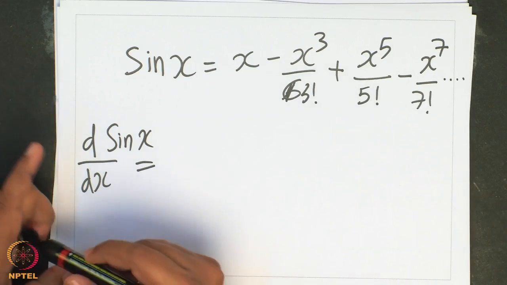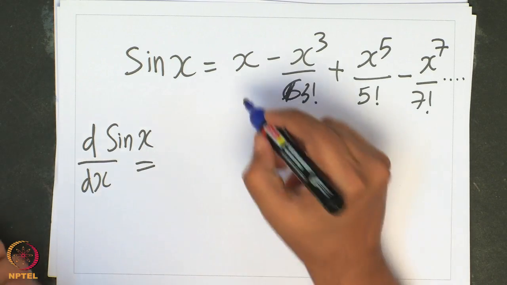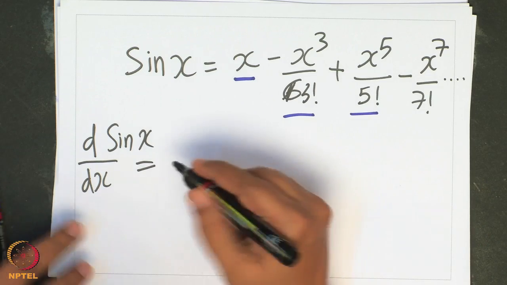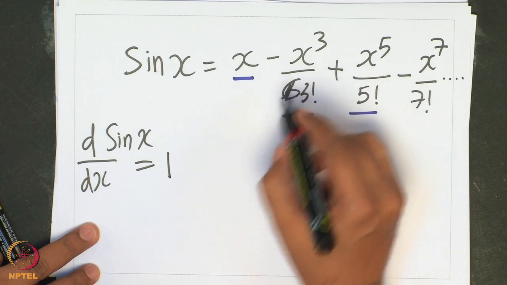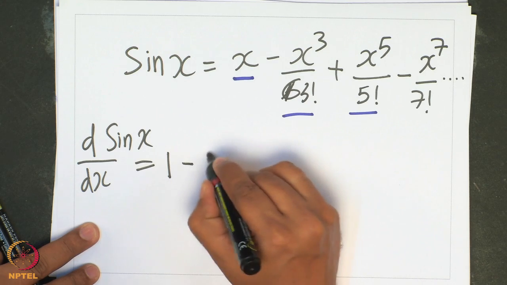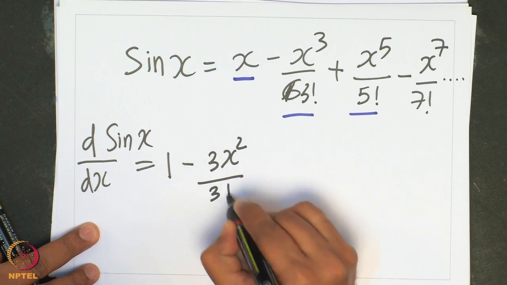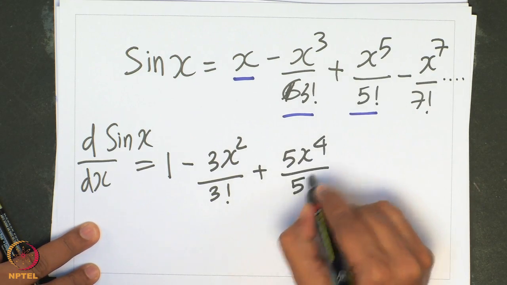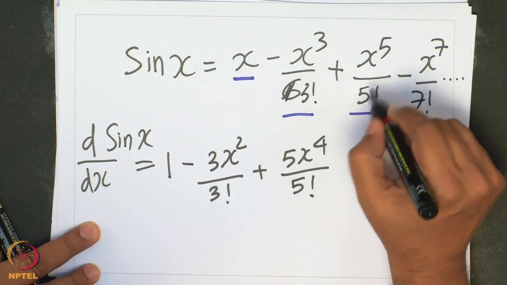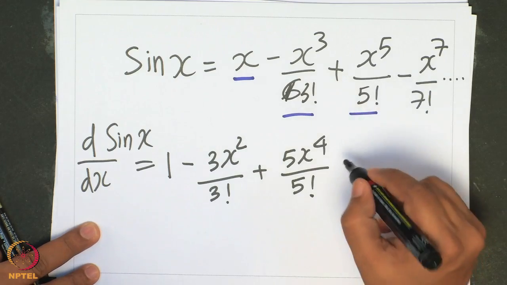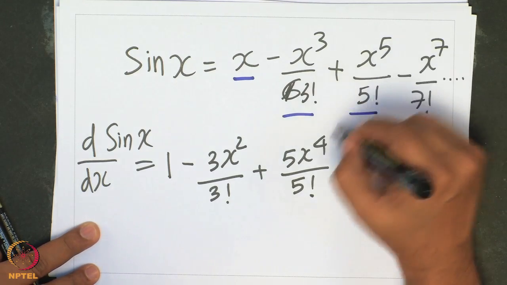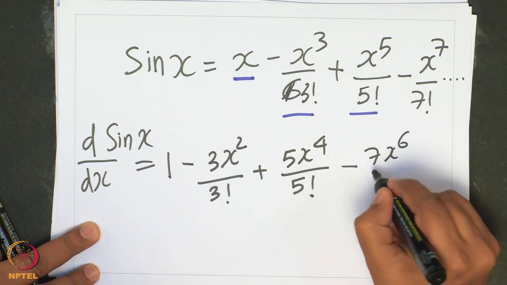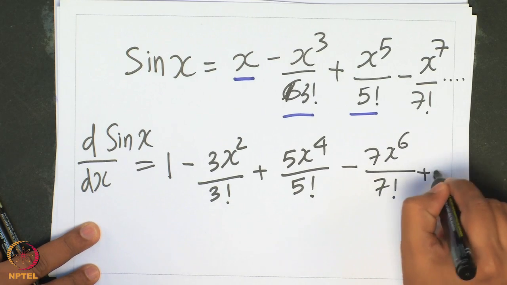like we said in the earlier class, we can find the derivative of each of these terms. So, x has a derivative 1 and x cube has a derivative 3x square. So, minus 3x square divided by 3 factorial, plus 5x power 4, which is the derivative of x power 5, divided by 5 factorial, where 1 over 5 factorial is a constant. So, I keep the 1 over 5 factorial as it is and find the derivative of x power 5 only. Then I will get this, minus 7 x power 6 divided by 7 factorial, plus dot dot dot.